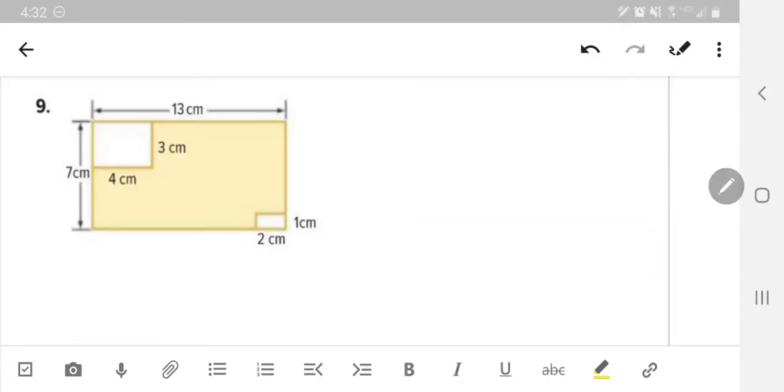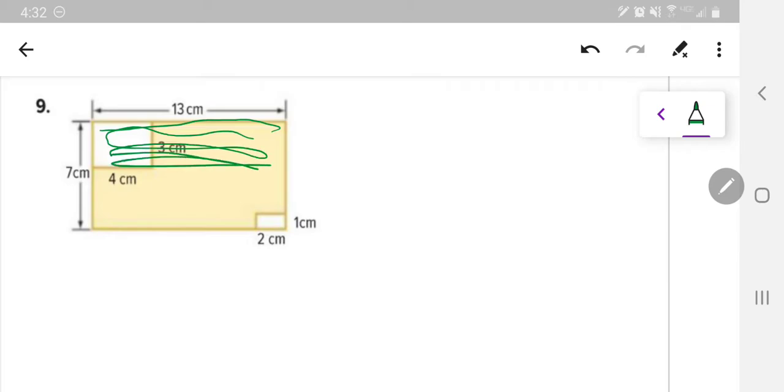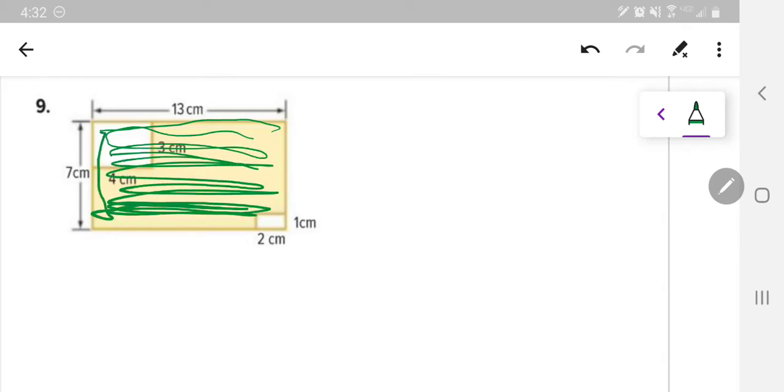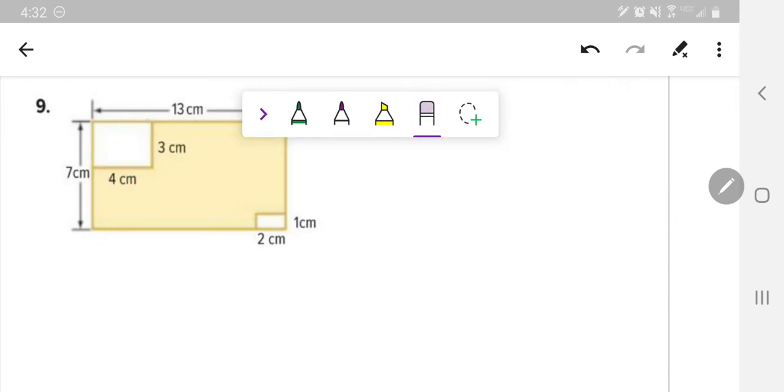All right, so here is a little different look at one of these composite shapes, okay? If you notice here, we have a rectangle with like two other smaller rectangles cut out of it. Do you see that? So what we can do is we can think of this as finding the area of this whole big rectangle and then getting rid of or subtracting the area of these smaller rectangles.